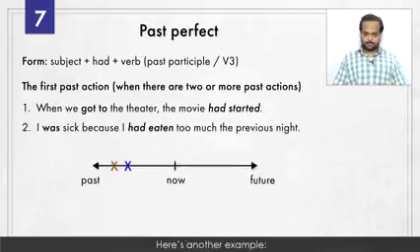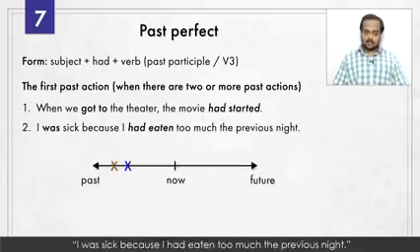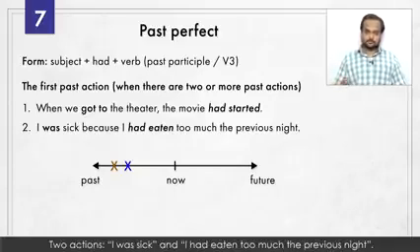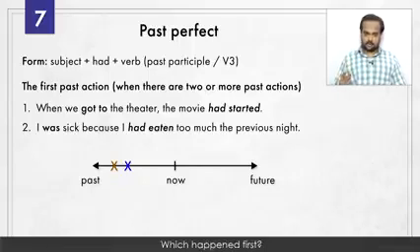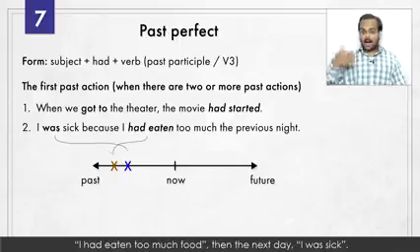Here's another example. I was sick because I had eaten too much the previous night. Two actions: I was sick and I had eaten too much the previous night. Which happened first? I had eaten too much food, and then the next day I was sick.